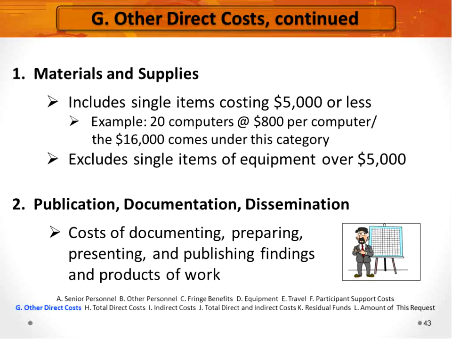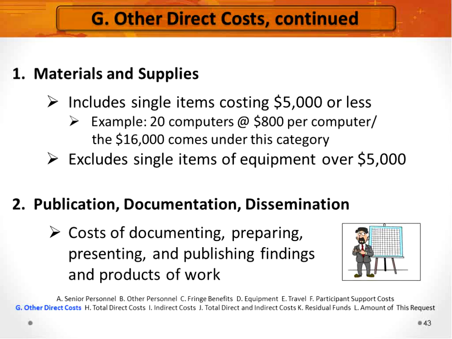So materials and supplies, I used this example previously, but this would include single items that cost $5,000 or less and that are project specific and demonstrated as necessary to run the project. So again, this category excludes equipment with a total acquisition cost of $5,000 or more. Materials and supplies, as I mentioned, need to be directly tied to the project, and they can include items such as plasticware, chemicals, and project-specific office supplies.